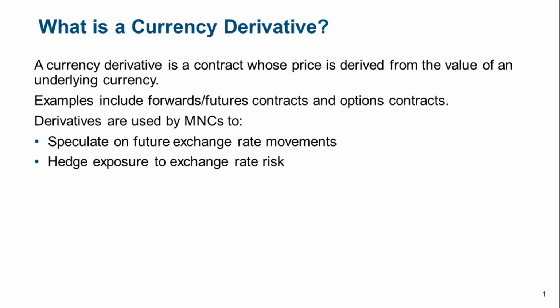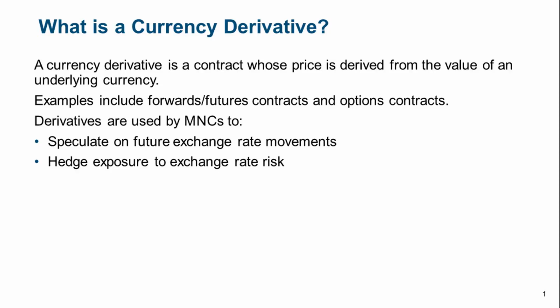Let's start with the basics. What exactly is a currency derivative? A currency derivative is a contract where the value comes from the price of an underlying currency. Think of it as a financial agreement that gains or loses value as exchange rates move. Two common examples are forward or futures contracts and currency options.